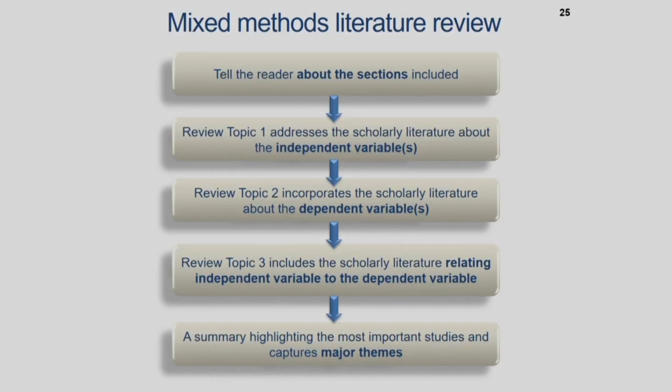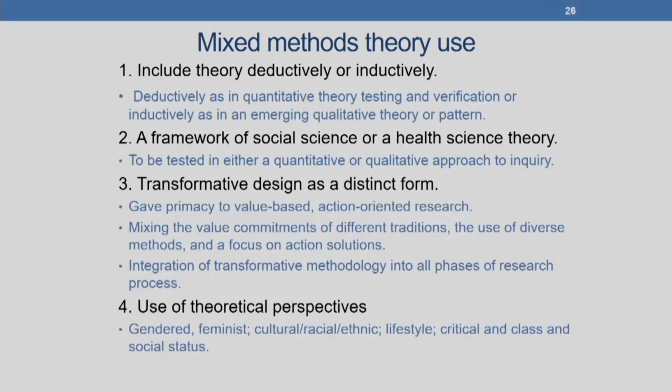This is one of the examples of how to design a flow of literature review when we are following mixed methods. You tell the reader about the sections included. Review topic 1 addresses scholarly literature about independent variables, review topic 2 incorporates the scholarly literature about dependent variables, topic 3 includes scholarly literature relating the independent variable to the dependent variable, and a summary highlights the most important studies and captures major themes.